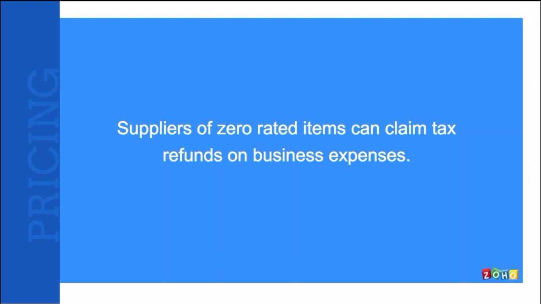Because of the above two points, one being the unrestricted flow of credits and the other being able to claim refunds on business expenses if you sell nil rated items, you now have a choice of either giving more competitive prices by reducing your prices, or you can still increase your margin by maintaining your old prices. So you have a choice now.